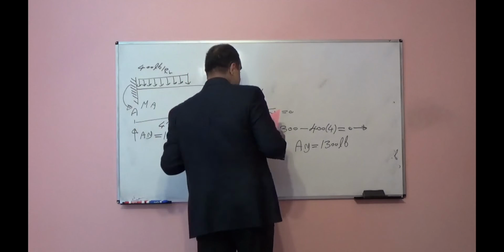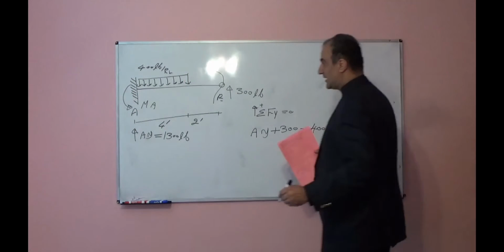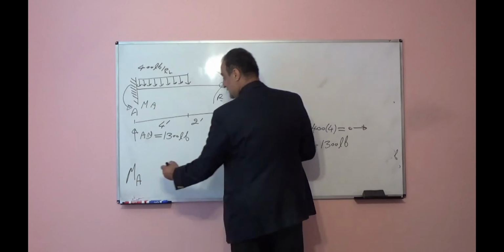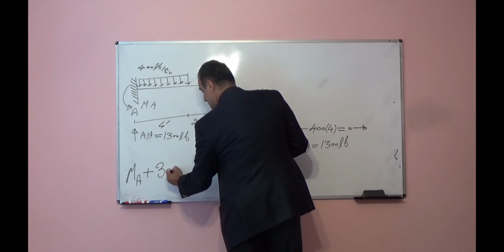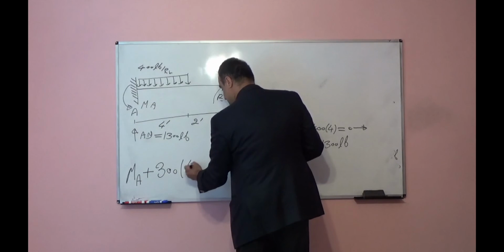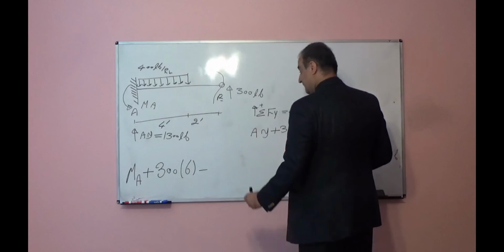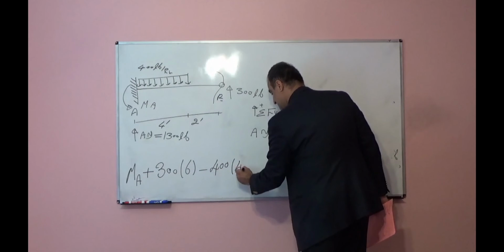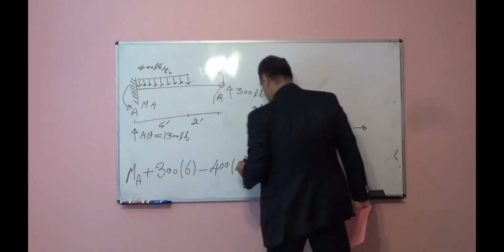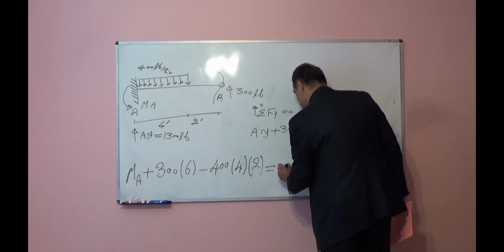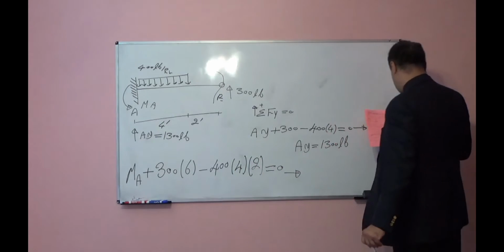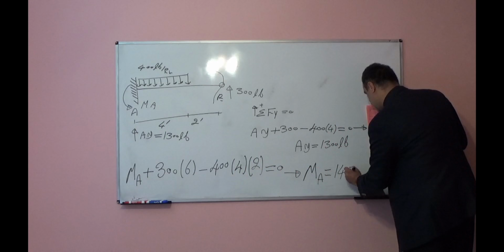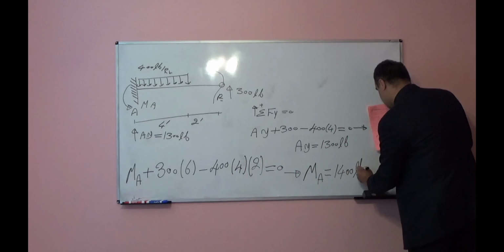Now if I take moment with respect to point A, I can write MA plus 300 times 6 minus 400 times 4, this is the resultant force, times 2 with respect to point A is equal to 0. From here I can find MA is equal to 1400 pound-feet.